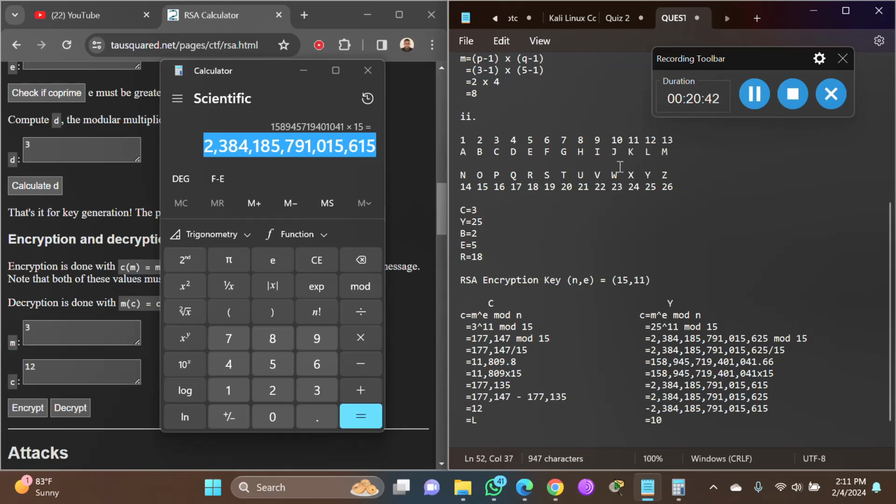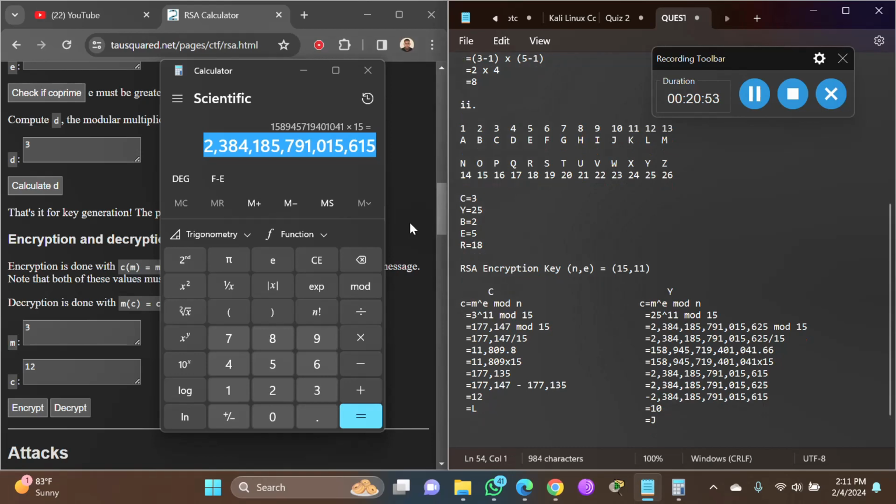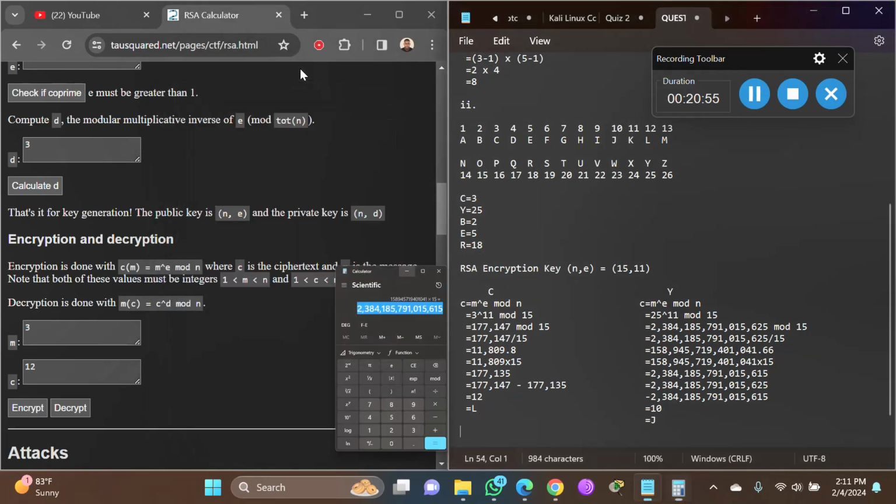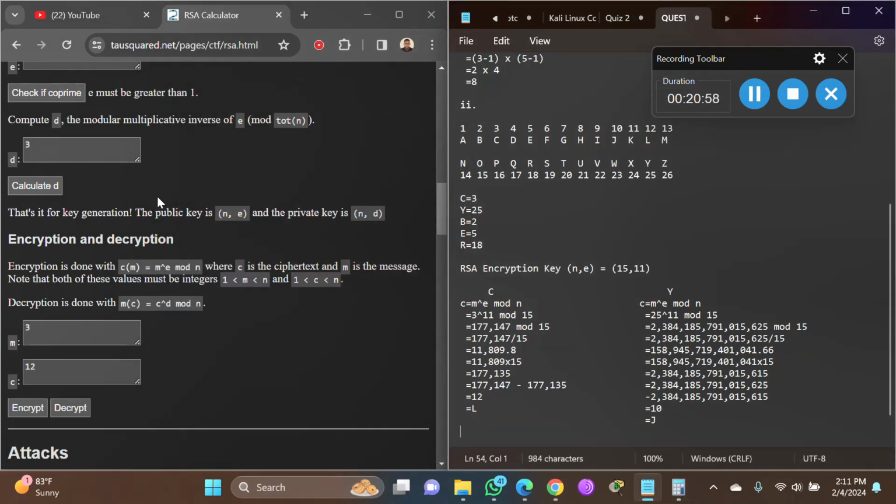Then on the alphabet, as you can see, 10 is J. So this can be encrypted to be J. Okay, now back to our conversion tool for us to confirm. Since our Y, the plain text, was 25, I'll just say 25. Then we encrypt to see if it's correct. As you can see, it's 10, which is J.